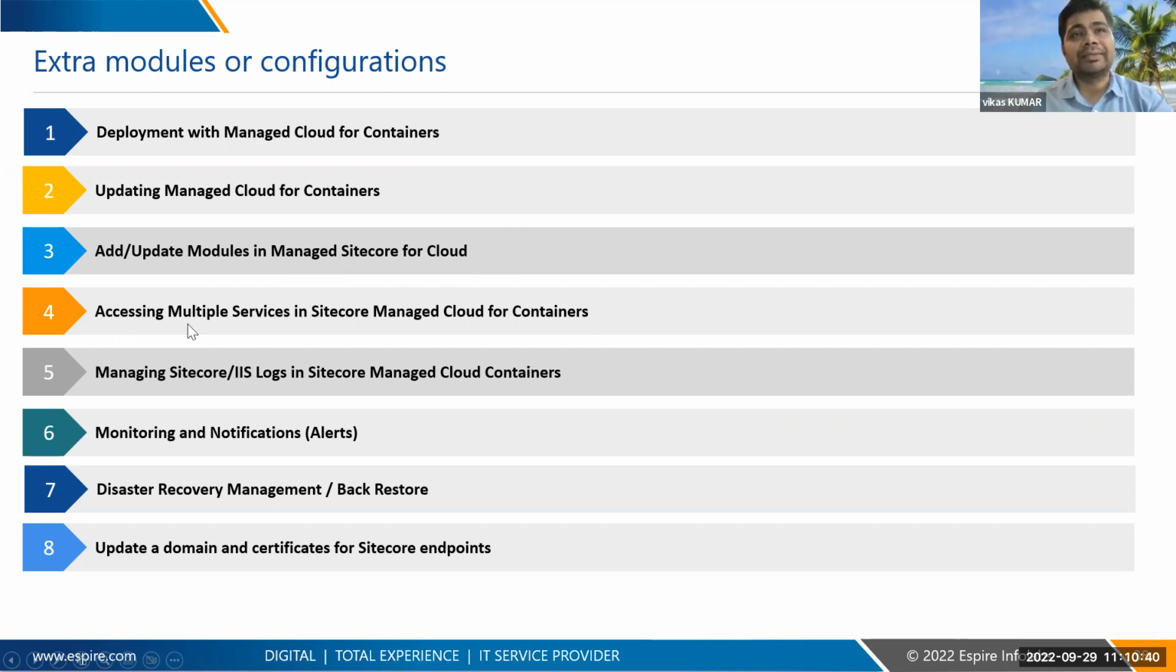Then we'll see how you can access the multiple services in the managed cloud containers, because it's not an IaaS or PaaS environment where you directly go on a server or service and do your work. It's an AKS, so you need to access an AKS environment. We'll talk a little bit about the AKS. Then we'll see how you will manage the Sitecore logs. You can't go to the containers directly to see what's there, but from a Sitecore development point of view, to see how our application is performing, we need to see our Sitecore and IIS logs, so we'll see how we can manage those.